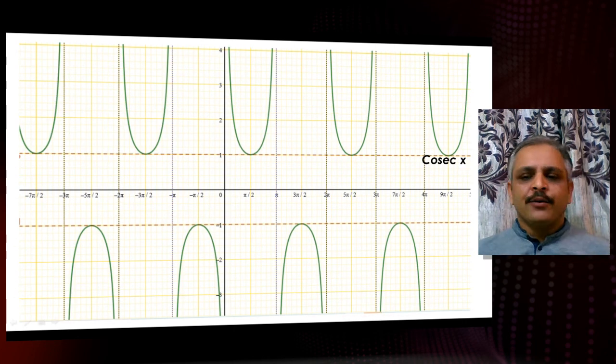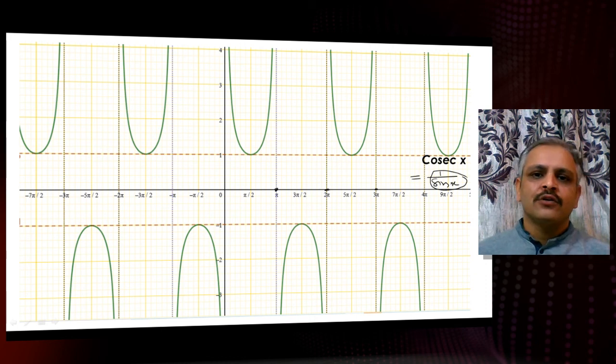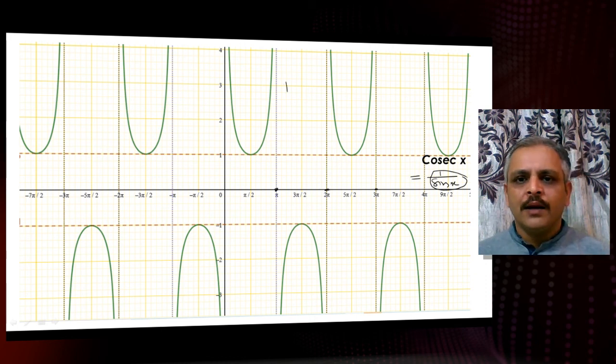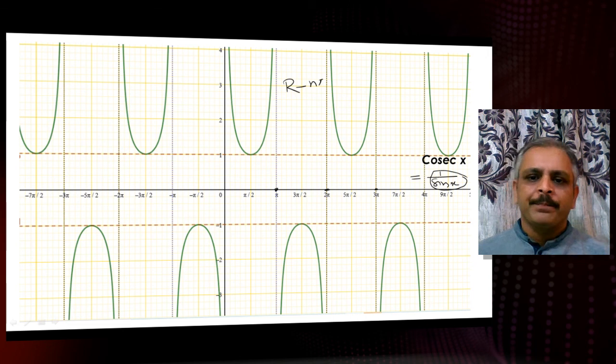Cosecant x, the reciprocal of sin x. Cosecant x is the reciprocal of sin x. So on the same lines, it will also not exist wherever sin is 0. And sin is 0 at pi, 2 pi, 3 pi. So we will exclude all these points. So the domain will become all real numbers except multiples of pi.